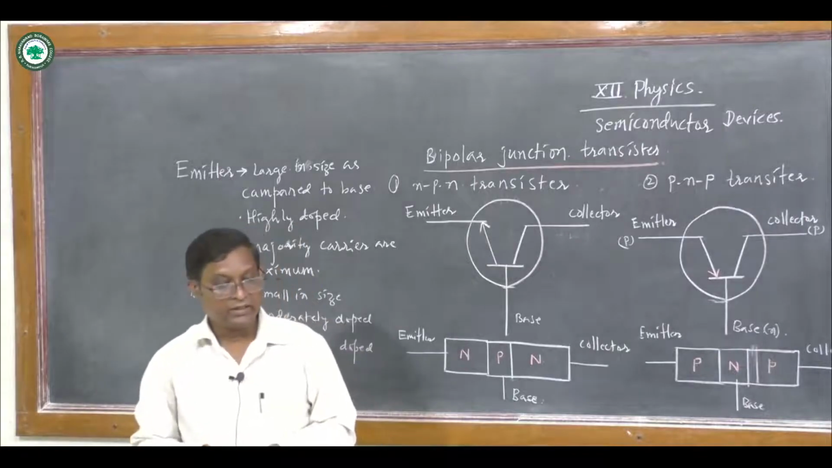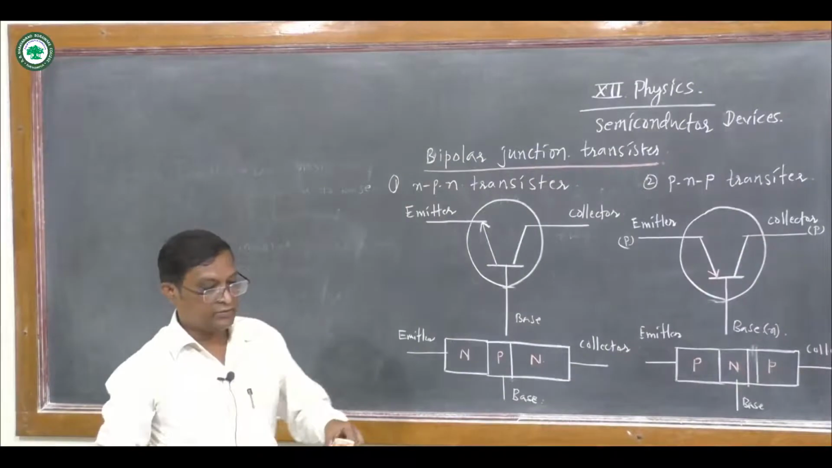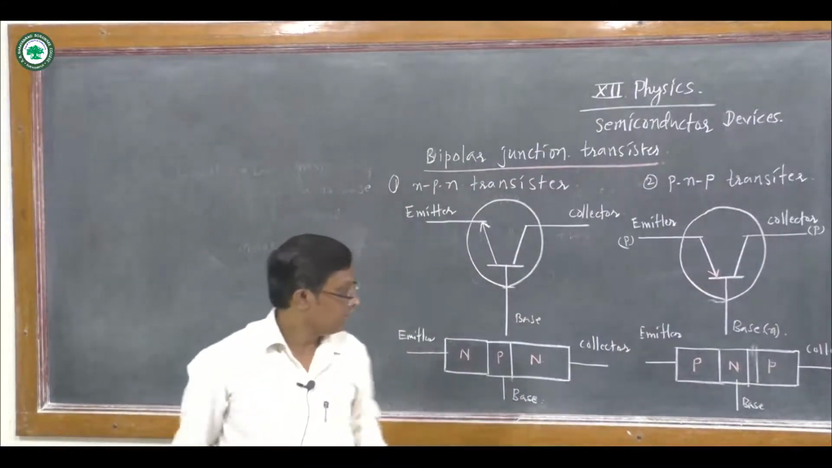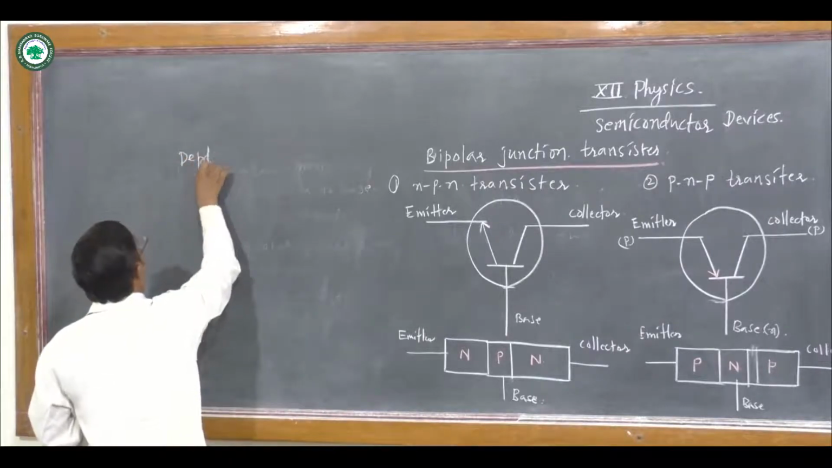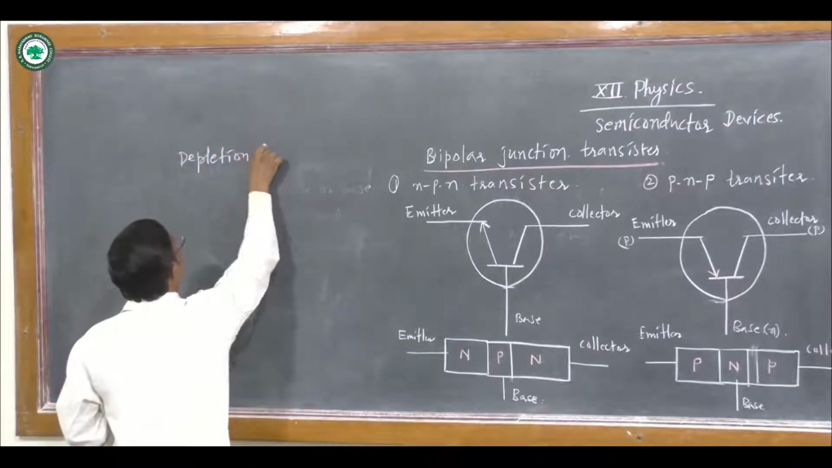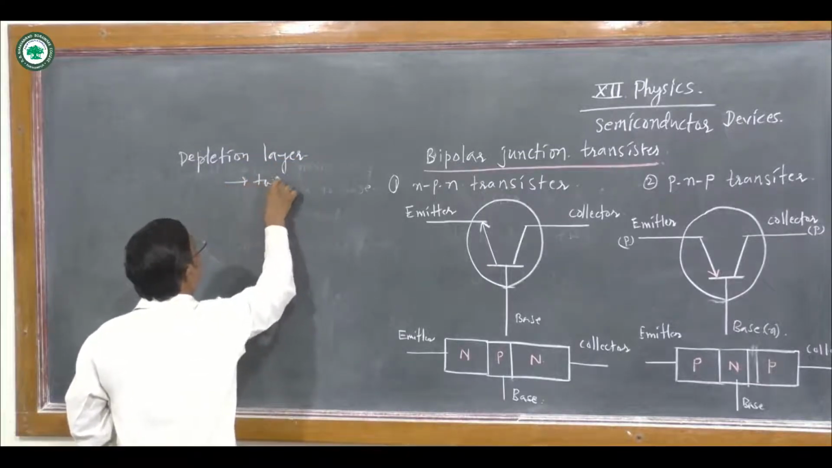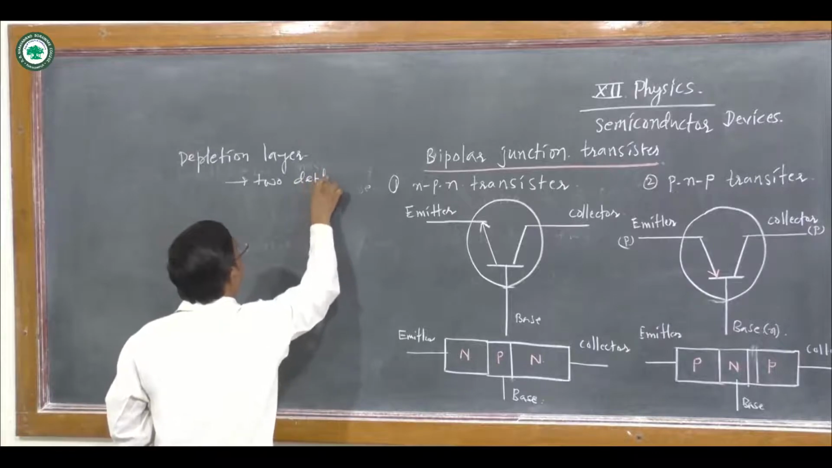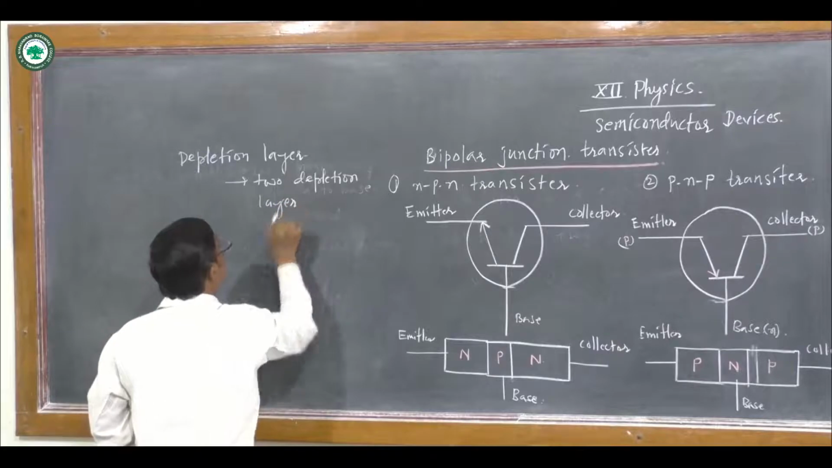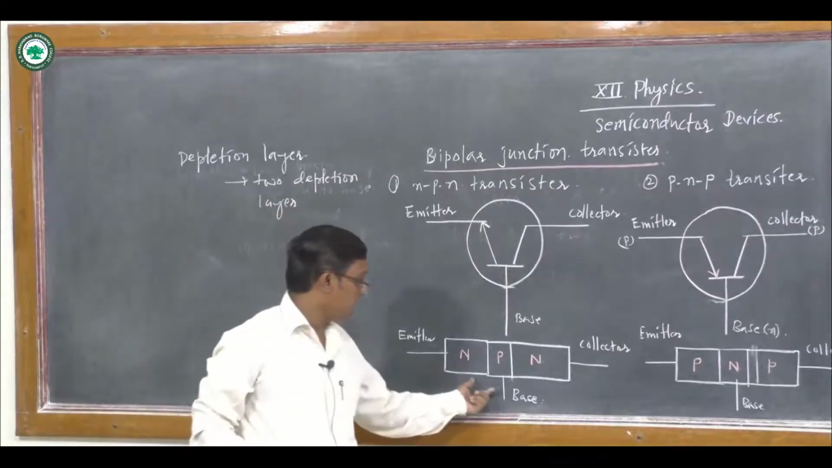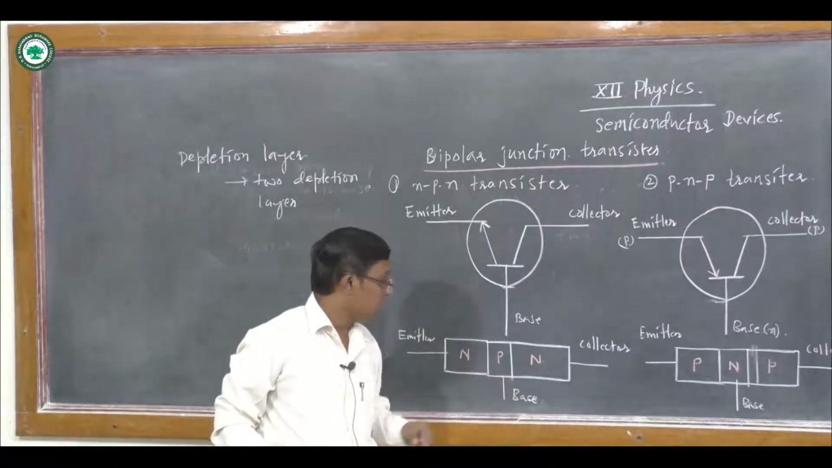There are the depletion regions. We find the two depletion layers in between. One is between the emitter and the base, and another depletion layer is between the collector and the base.